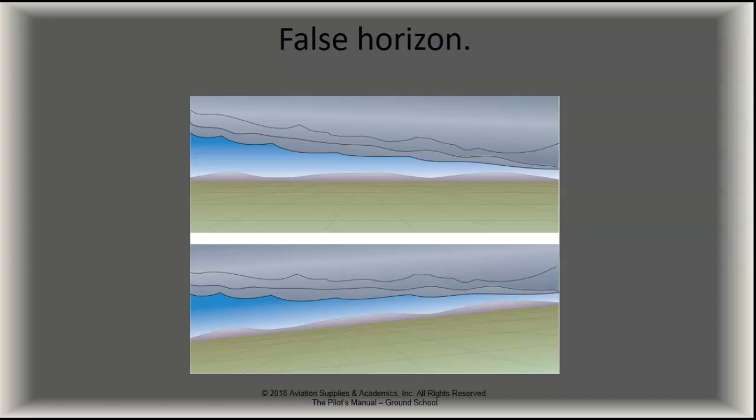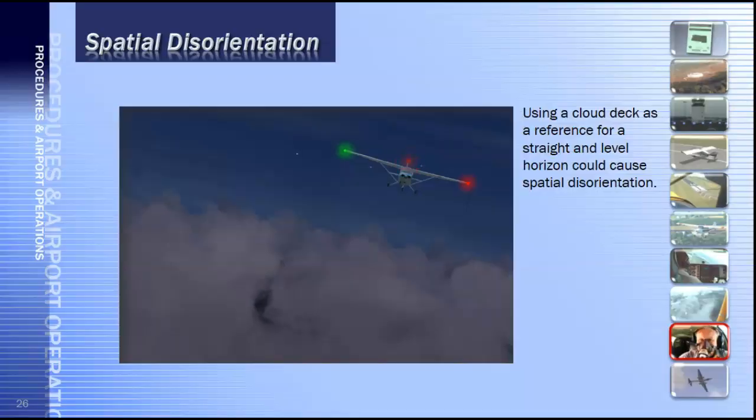There are several visual illusions that you should look out for when you're flying in less than ideal weather. One is called false horizon. If you're flying around a cloud deck, it's easy to mistake that cloud deck for the horizon when it may not be level with the horizon. If you're using that cloud deck for a reference to maintain straight and level flight, that could cause you to become spatially disoriented.